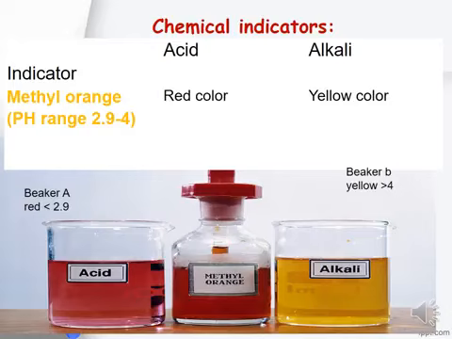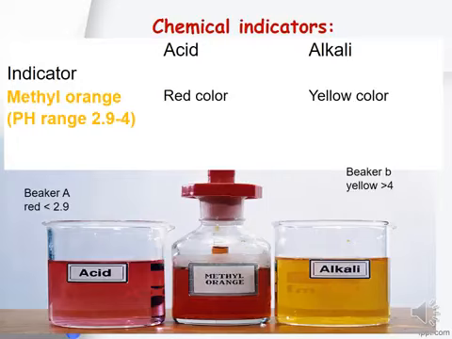About the chemical indicator, I have an example which is methyl orange. Methyl orange, its range is from 2.9 to 4. When it is in an acidic solution, or a solution of pH less than 2.9, the methyl orange has a color like iodine, slightly orange in color. Methyl orange's native color is slight orange.